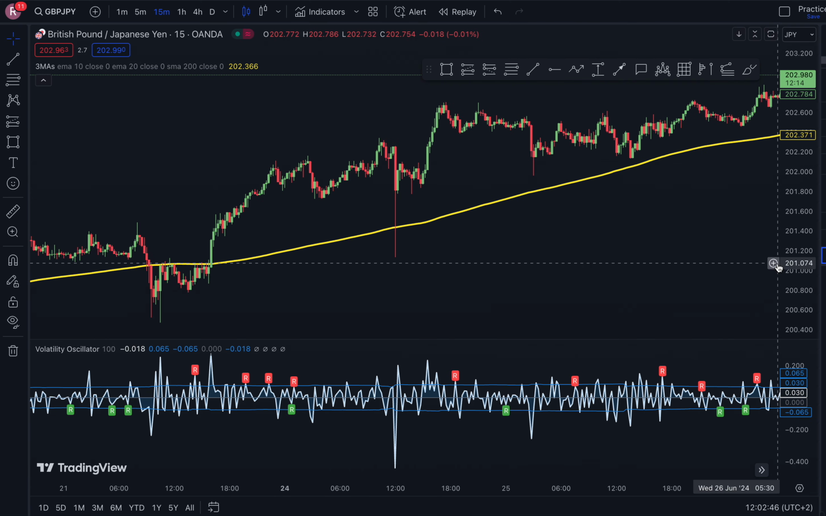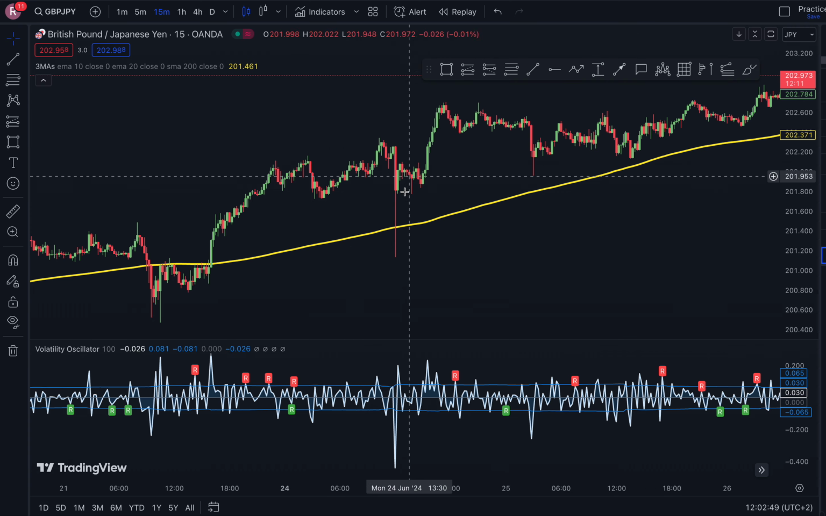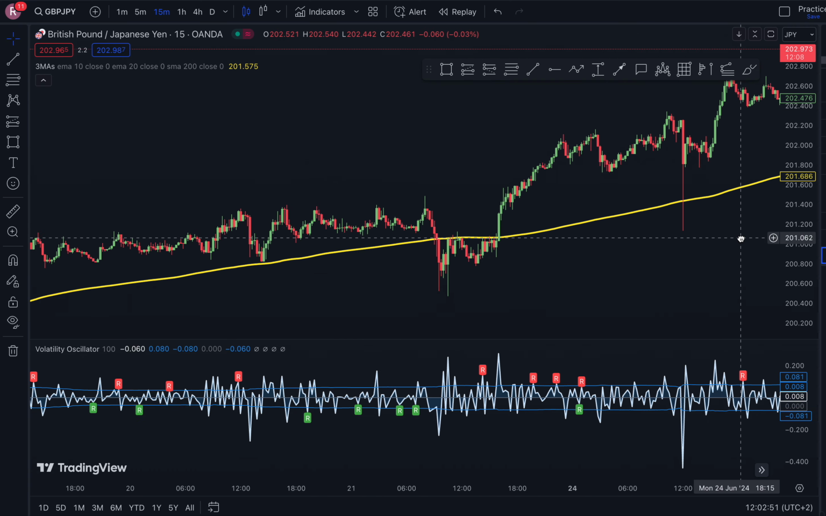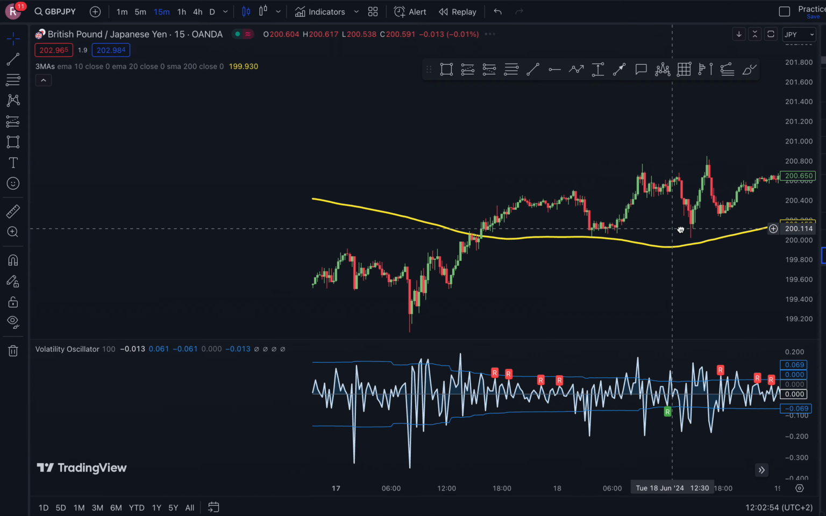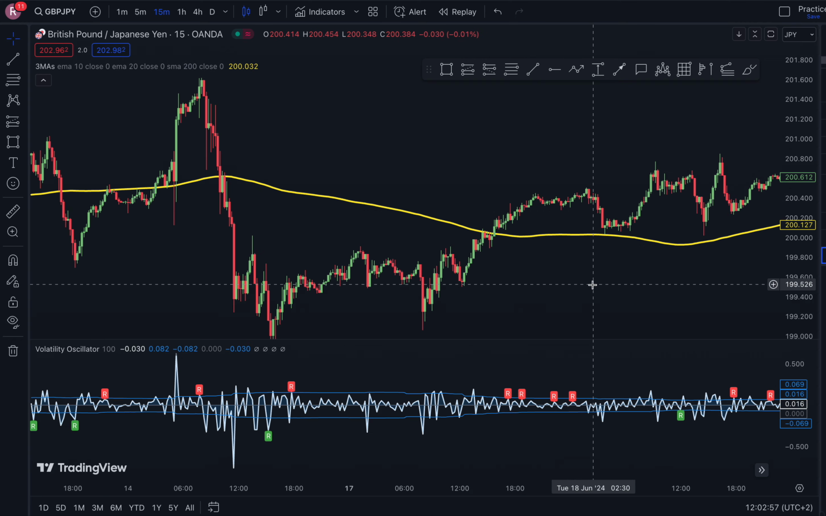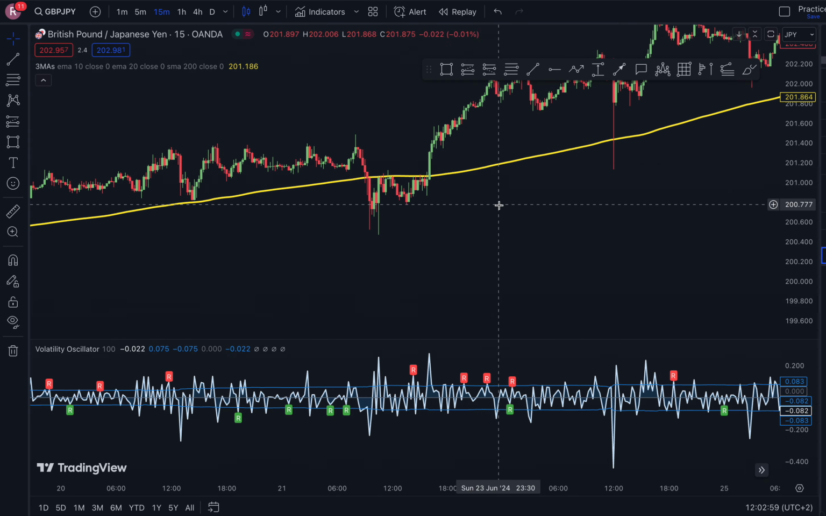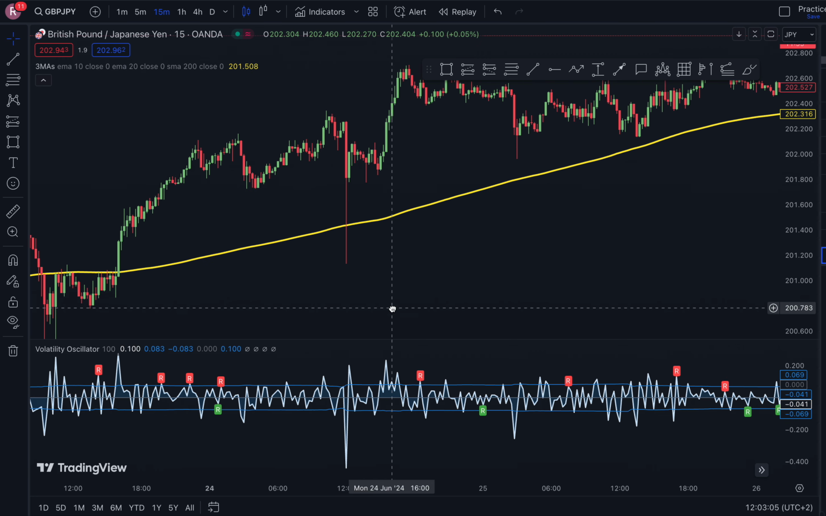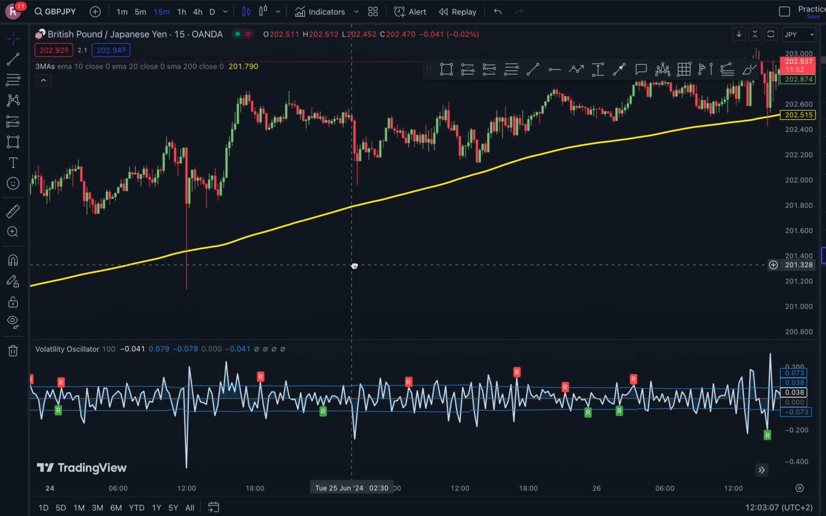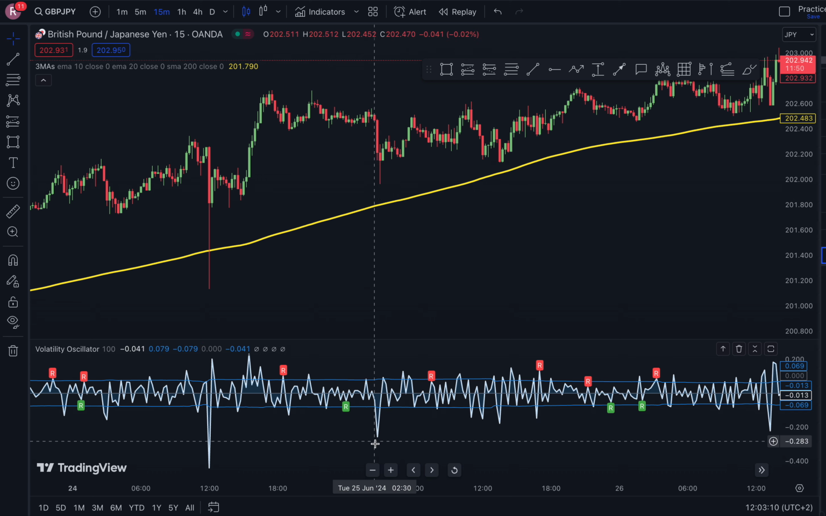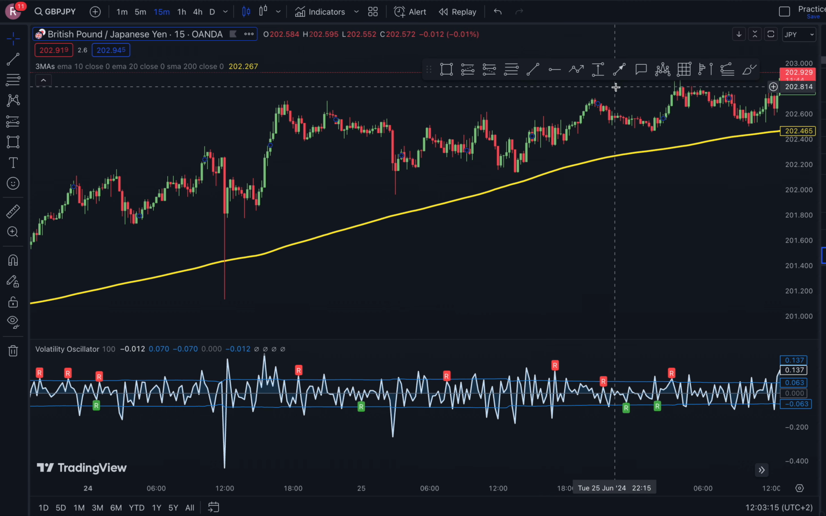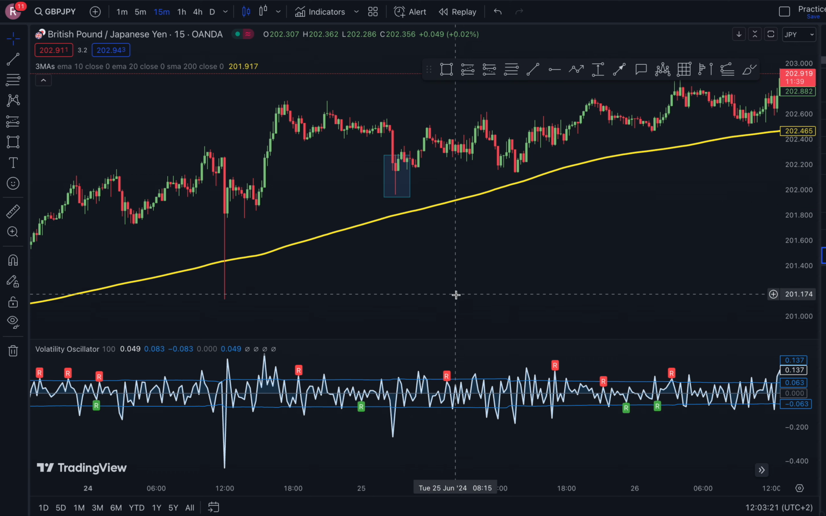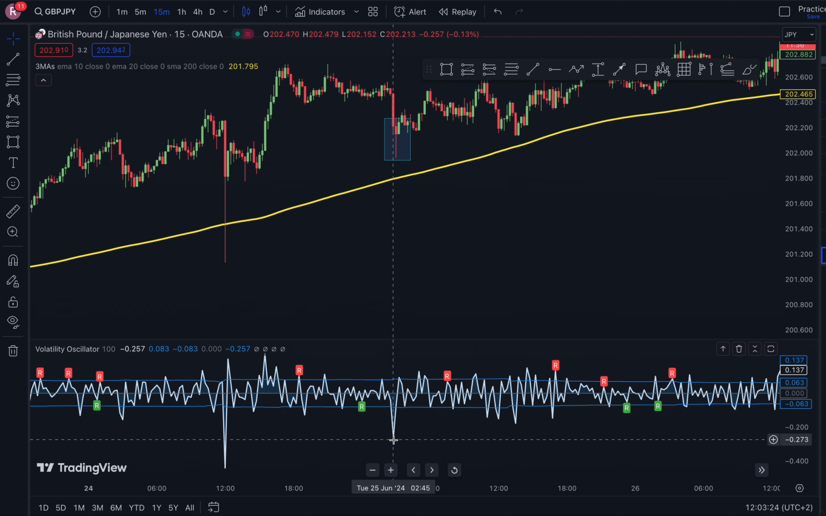So as you know how the EMA works, whenever price is above the EMA, you want to look for buys. Whenever price is below the EMA, you want to look for sells, right? So in this case, we're going to try looking for buys based on our volatility oscillator. As you can see right here, we've got an uptrend. Whenever price pulls back, like here, it often leaves a dip in the market.